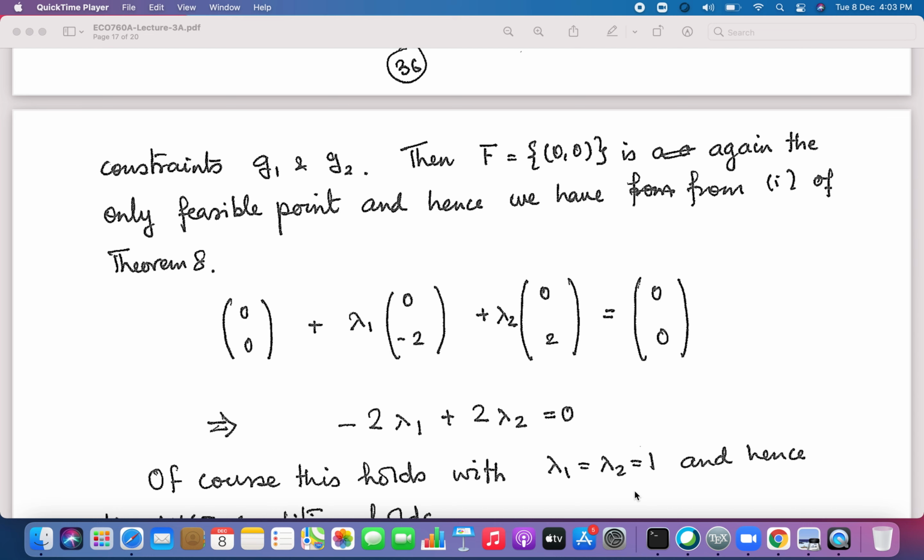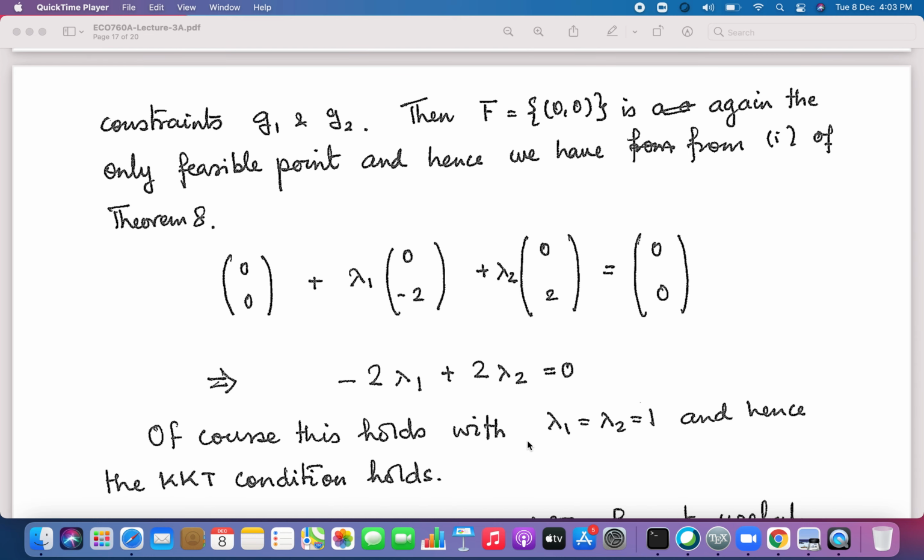So I'm just showing that there exists a pair of lambda 1 and lambda 2 for which this equation holds: lambda 1 equal to 1, lambda 2 equal to 1, it will be minus 2 plus 2, which will be 0. So this equality would be satisfied when lambda 1 equal to lambda 2 equal to 1. So the KKT condition is satisfied with the KKT multipliers lambda 1 equal to 1 and lambda 2 equal to 1. Of course, there are many, any lambda 1 equal to lambda 2 non-zero. And hence the KKT condition holds in this case.